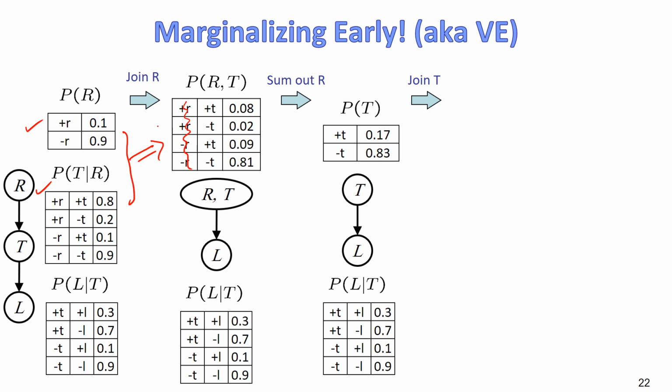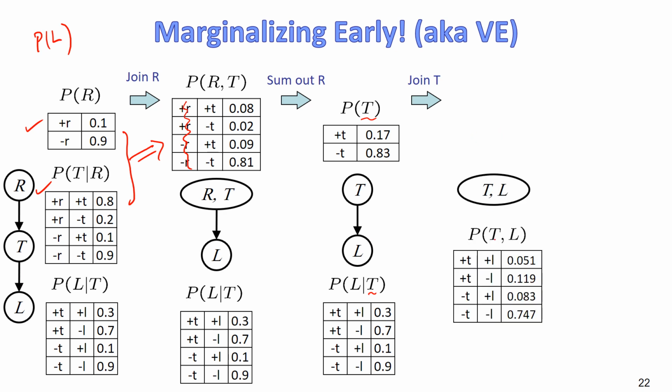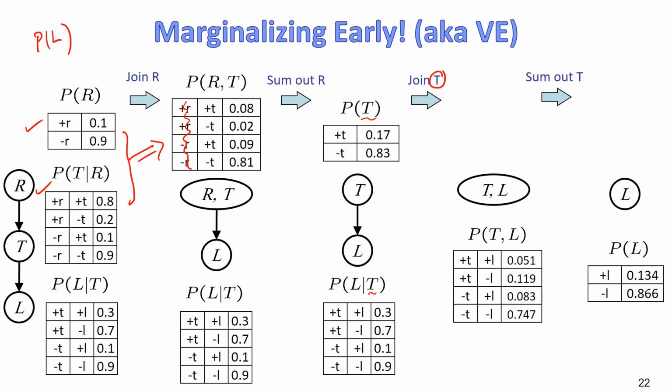Remember, here we are asking about P of L. So we'll join on T. Where are the factors that involve T? Both. We have T here and T here. So these two will give us a factor of T and L. And then immediately we eliminate T. Why do we eliminate T? Because we joined on T here. Remember, in variable elimination, we join and eliminate immediately on the same variable. So when we eliminate T from here, we get L only. That's what we want.